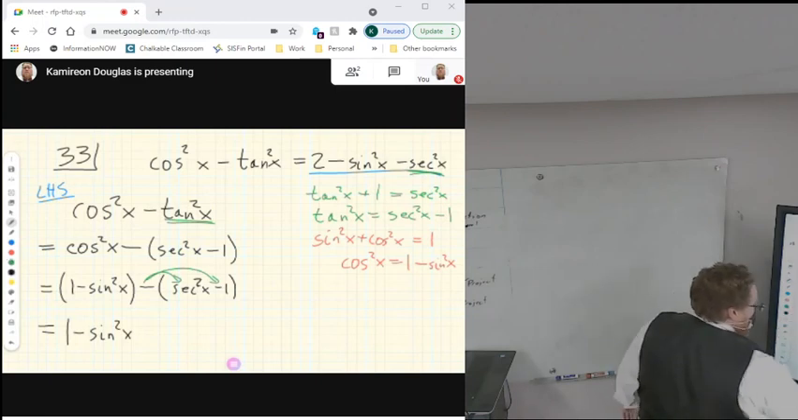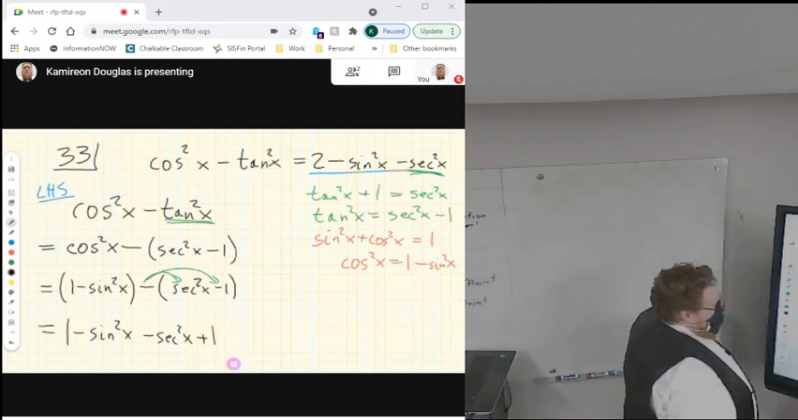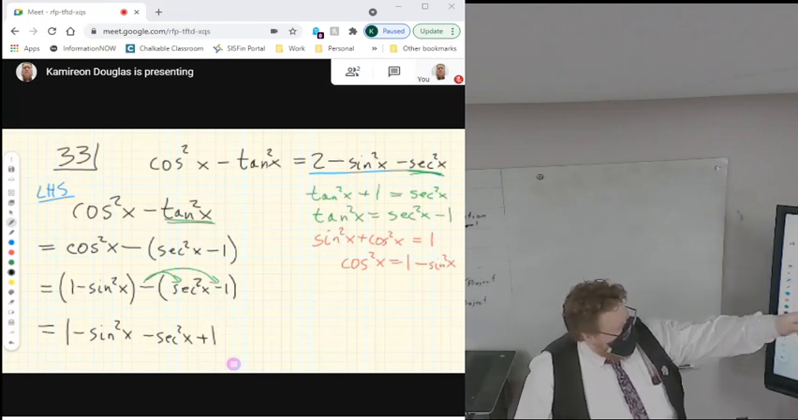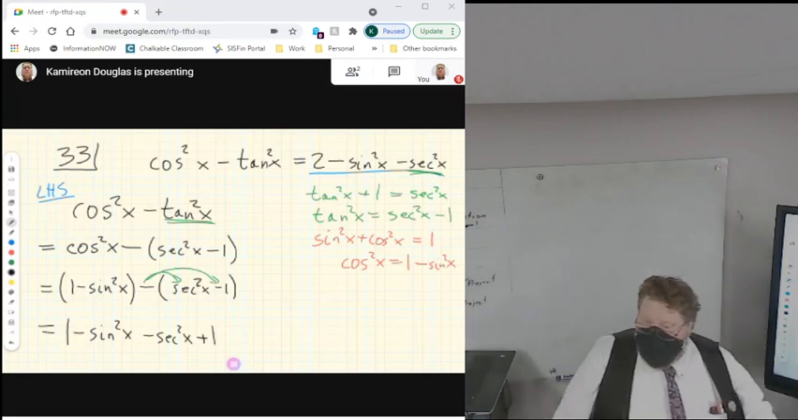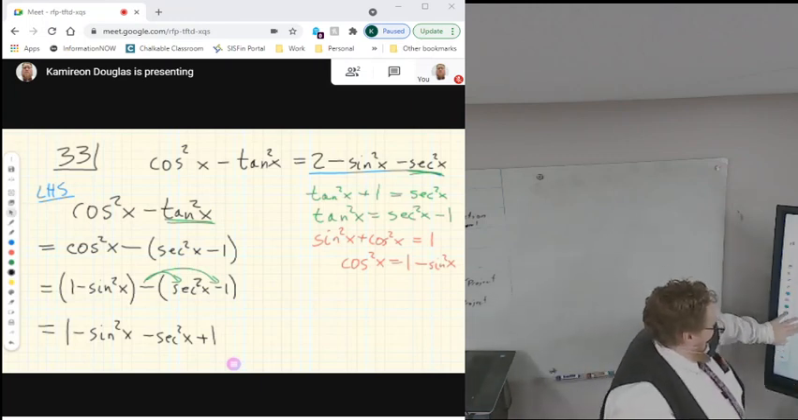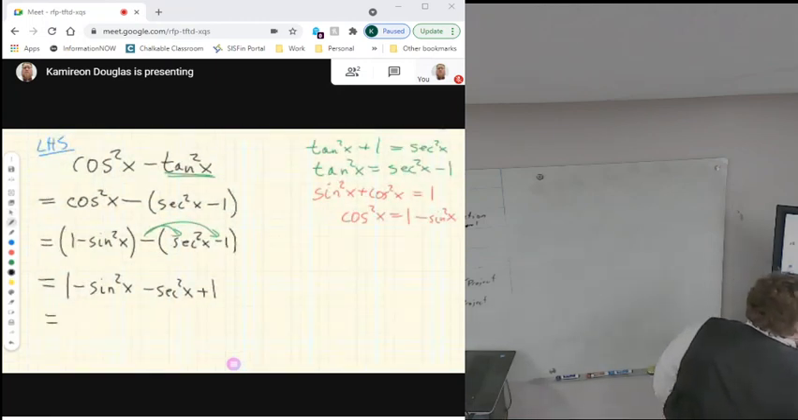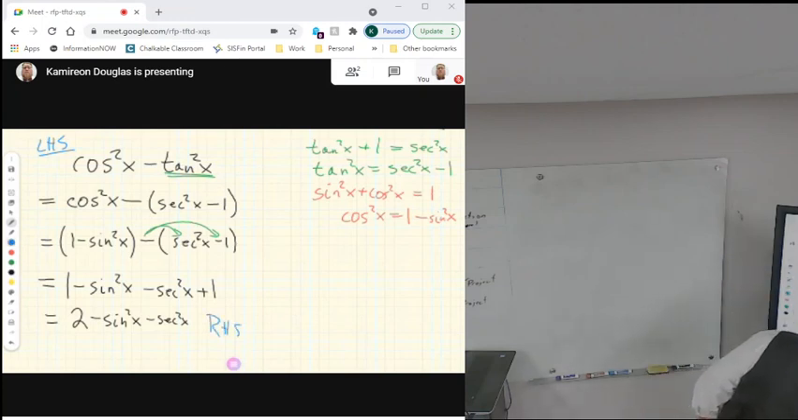So this becomes negative secant squared, and the negative makes this a positive 1. If I look at my answer, it has a 2, but it does have a negative sign and a negative secant, so it looks like I'm really close. What do I have left to do? Yeah, just add the numbers. 1 and positive 1 together make 2 minus sine squared of x minus secant squared of x. This is my right-hand side, so I am finished.